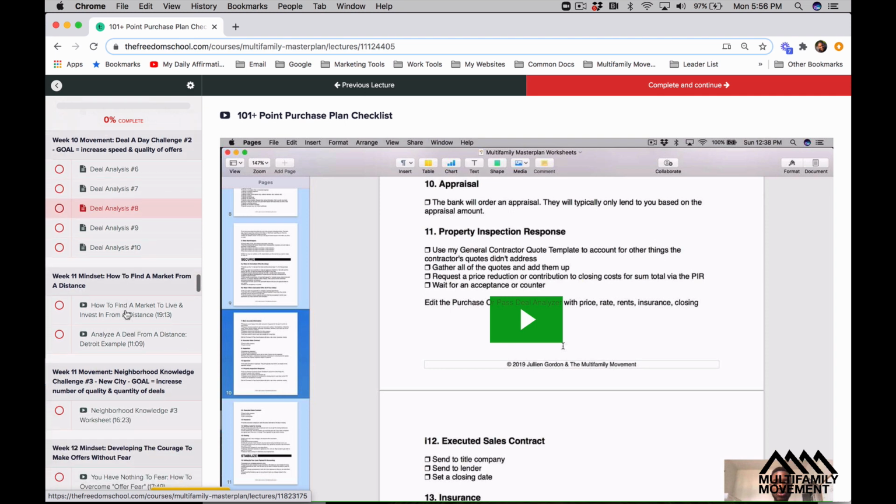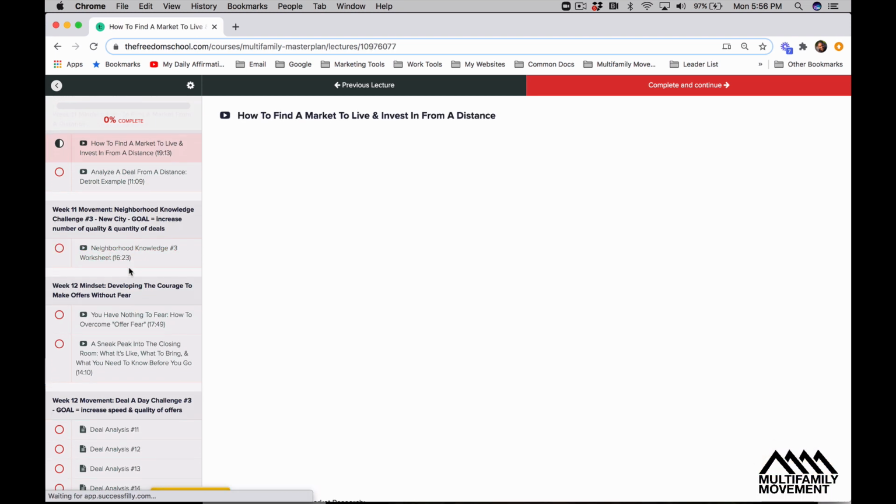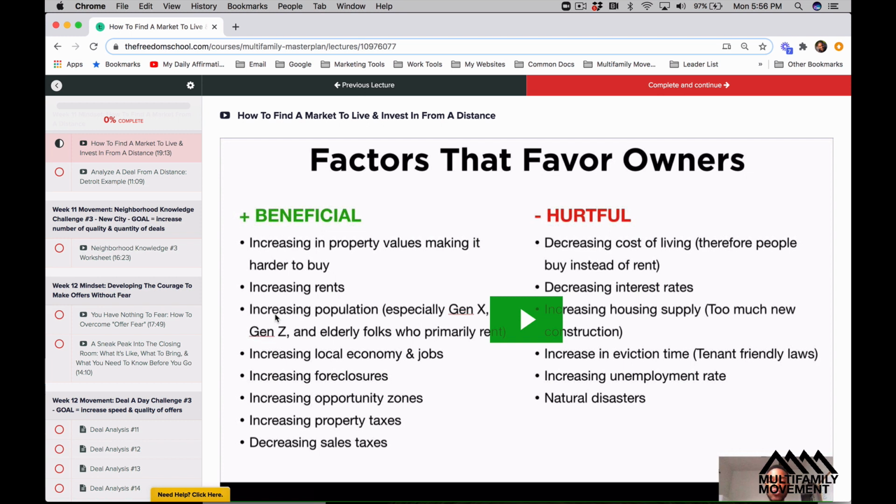Then in module 11, we go through how to find a market to live and invest in from a distance. So let's say you're in an expensive market and you just don't make enough money to be able to compete there. So we are going to go through how to find a market from a distance. One of the key relationships that you need is an agent on the ground and a property manager on the ground. If you're going to stay in the market that you live in and own from a distance, you're going to need a great property manager, but you're also going to need some eyes that you trust.